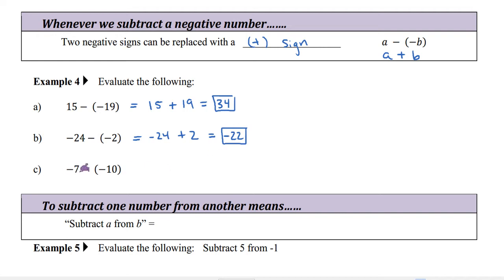Okay, and then negative 7 minus minus 10 will be plus 10. And then here the 10 is bigger in magnitude, so now we know that that's going to be a positive number in the end, and this will be positive 3.